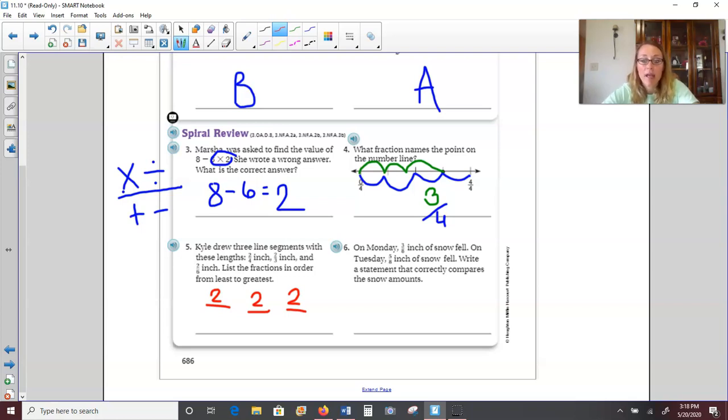So if we have something that is 2/4 compared to 2/3, 3 is a smaller number, but it's going to be a larger amount. And then 6 is a big number, but it's going to be a small amount. So 2/6 would come first. 2/4 would be in the middle. 2/3 would be the greatest.